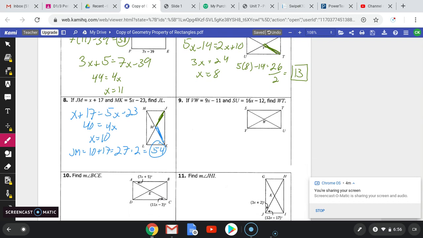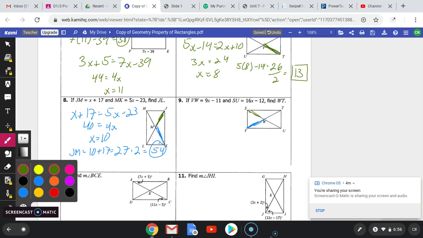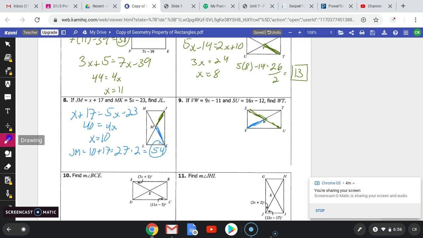Let's look at the next one, VW, or number 9. VW from here to here. SU is from here to here. Do I set those two equal to each other? Hopefully your answer is no, you do not, because if I look here, they're not the same thing. I mean, visually, they're not the same. So how do I make them equal?